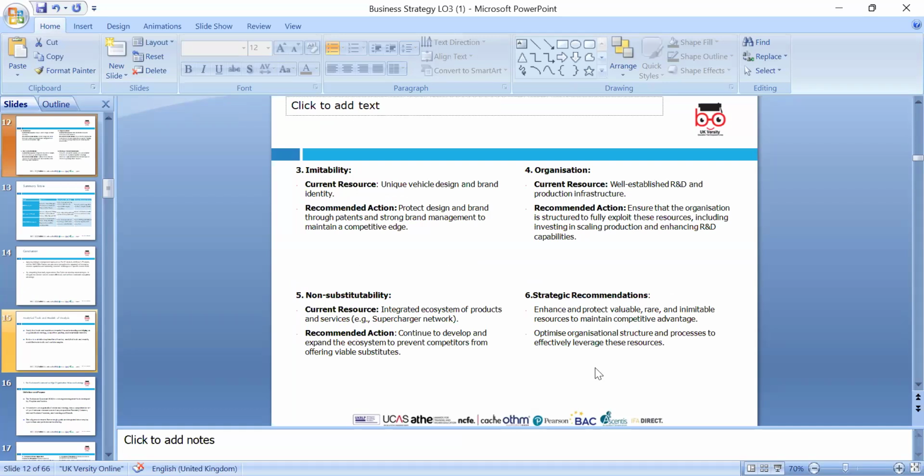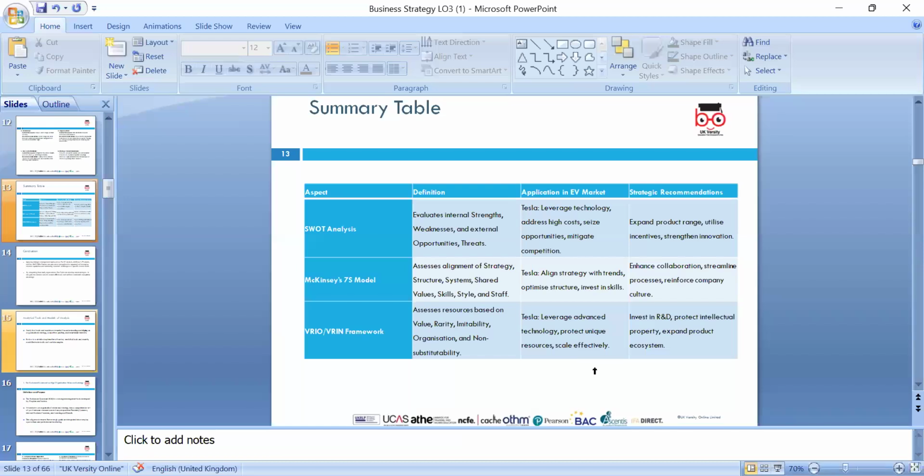So whichever company we choose, we can look around those in line with these, then we can summarize. Of course, we had a discussion previously relating to today's lesson: SWOT, strengths, weaknesses, opportunities, and threats. So strategic recommendations can be to expand the product range, utilize incentives, and strengthen innovation. So that can be a recommendation. McKinsey 7S, we discussed those are the 7S: system, structure, strategy, shared values, skills, style, and staff. So Tesla can align its strategy in line with these 7S's and streamline the processes.